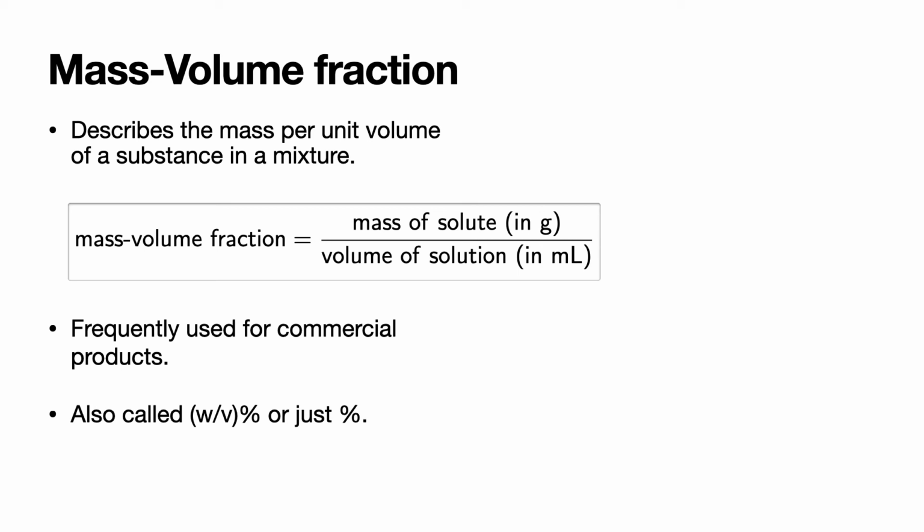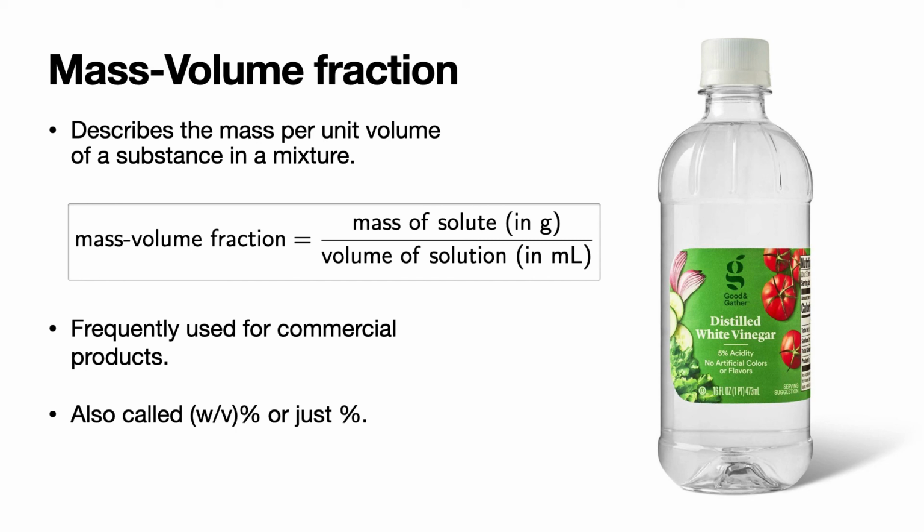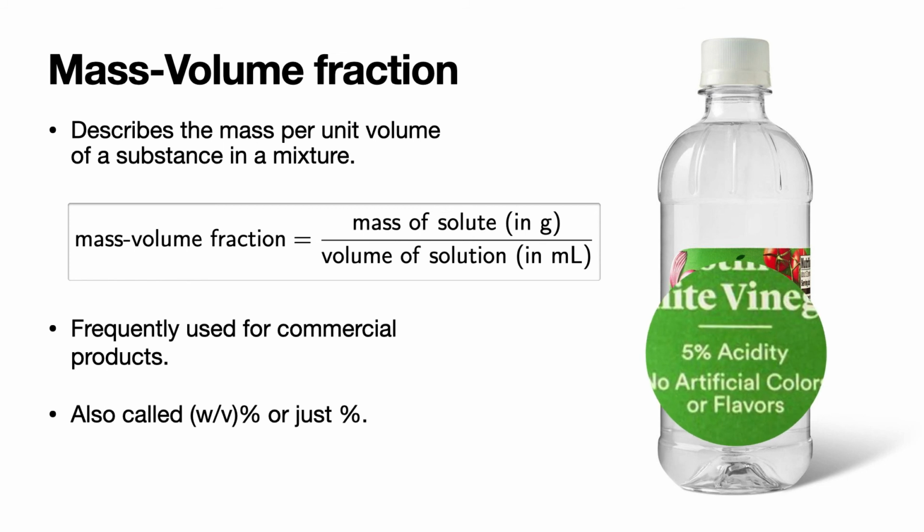And one place where you'll see percentages, weight per volume, or mass volume fractions, one product where I've seen this is on vinegar. So this particular vinegar product, looking at the label, it says 5% acidity. And in this case, that 5% means that there's 5 grams of acid per 100 milliliters of vinegar.